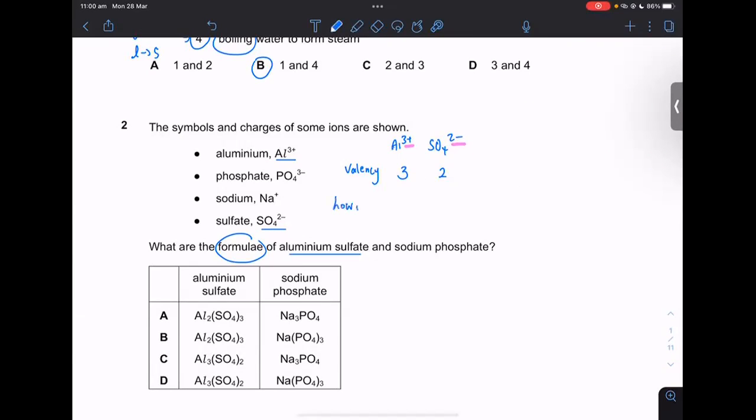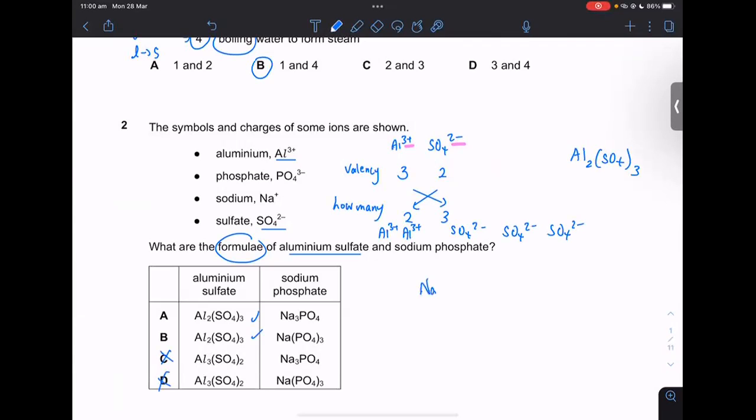And then we label how many, so that we do the crisscrossing or the cross multiply. So 2 there means 2 of the Al3+. So I have Al3+, Al3+, and then I get 3 SO4 2-. These were straight from year 9 chemistry. So 2 of the aluminium and 3 of the sulfate, just like that. That should be option A or B. C and D are wrong.